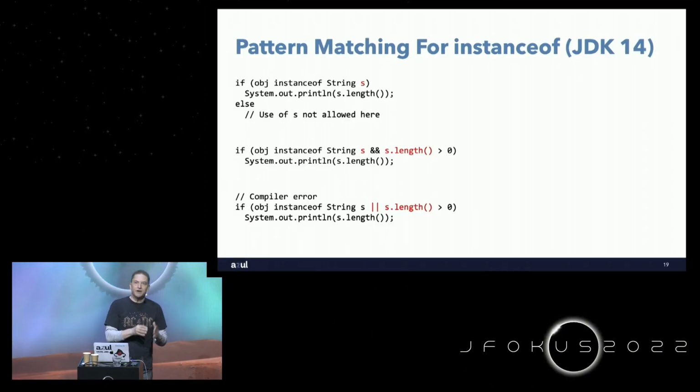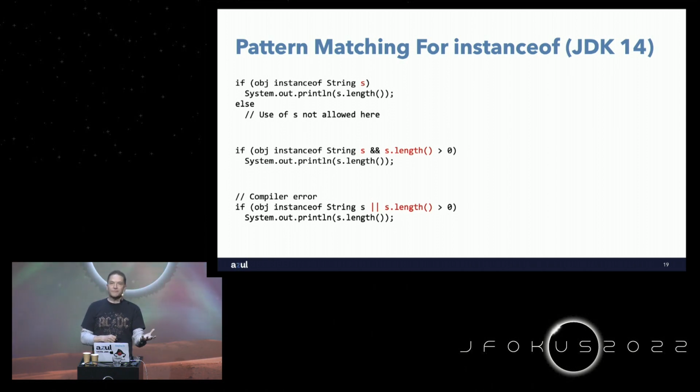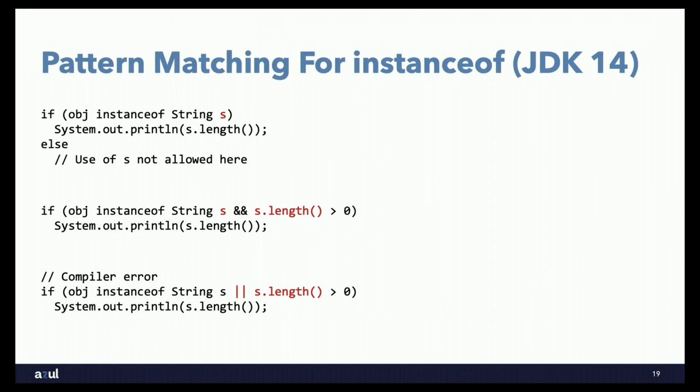That will work. If we were trying to use or in that case, that wouldn't work because, in the case of the or operator, we will always evaluate the left-hand side of the operator, but only if that evaluates to false will we evaluate the right-hand side. If it evaluates to false, we don't have a string, so the scope of s is not going to be valid on the right-hand side. We can't call length on that, and the compiler will reject it.